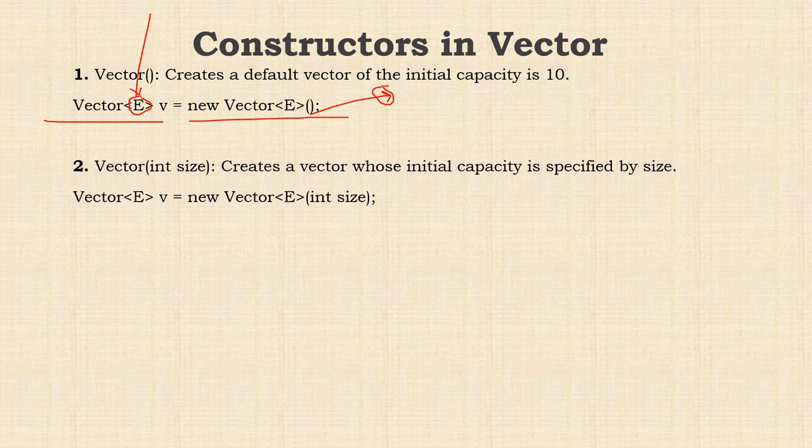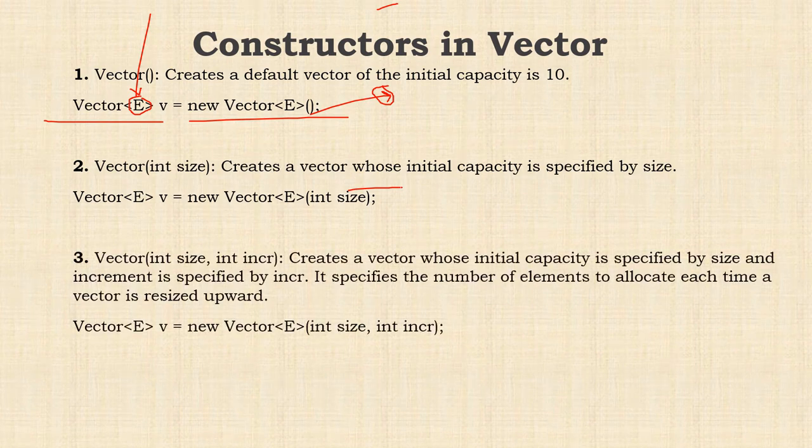And second, we can create the Vector with size. Create a Vector whose initial capacity is specified by size. If you provide 10, 20, 30, 40, that size will be considered at the time of creation of the Vector. So if you give 20, one Vector will be created with size 20, capacity 20.